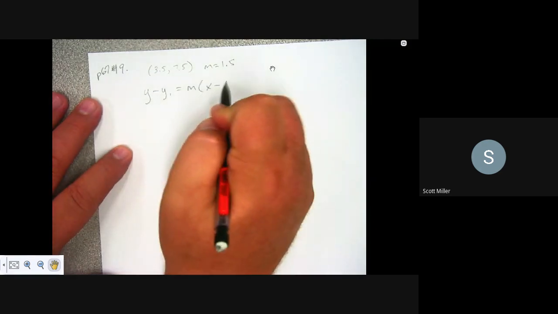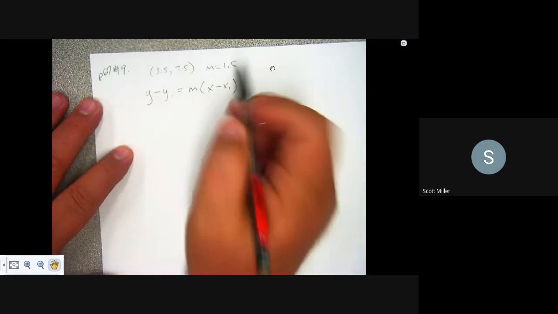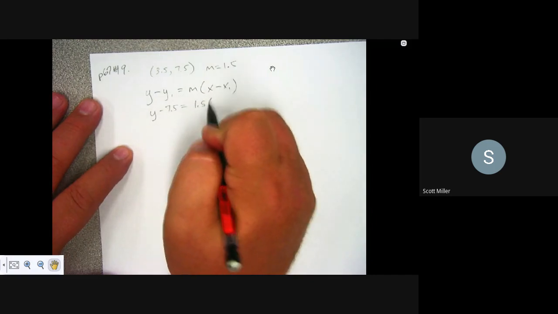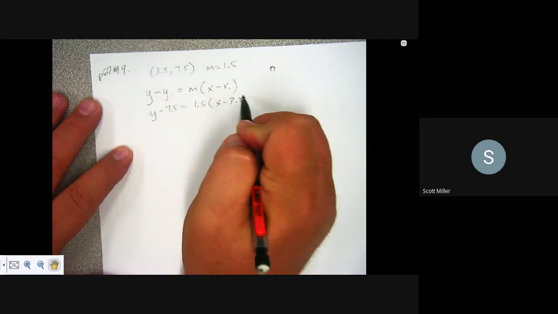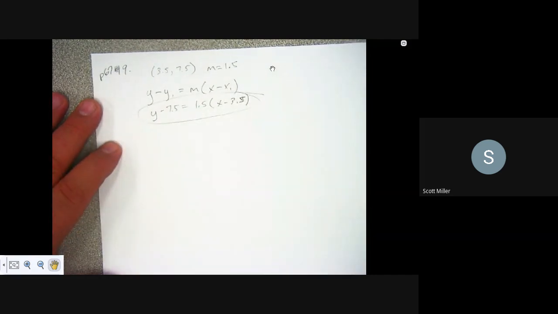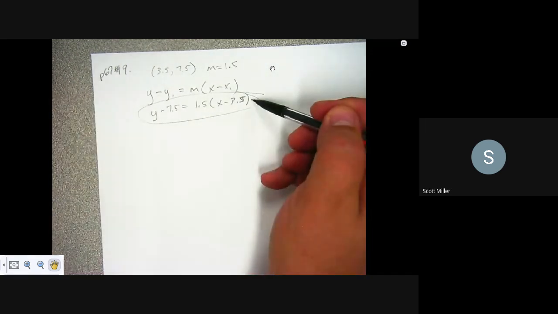m times x minus x1. There's my point. There's my slope. Just plug it all in there: 1.5, x minus 3.5. Close it off. You're done. It didn't ask for any particular way. I think it asked you to write it in point-slope form, which is that right there, and you're done. It's that simple.